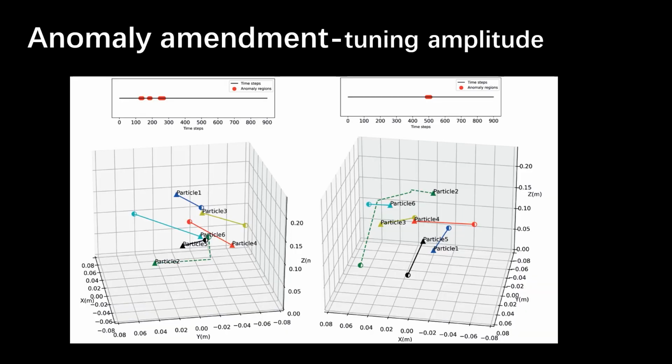After detecting anomalies, we aim to correct these anomaly steps and fix the dropping situations. Here, we propose an amplitude amendment strategy, which involves slightly increasing the amplitude of unstable particles, or both increasing and decreasing the amplitude of a few particles. Like the dropping particle 2, which moves along the green dashed trajectories, could be fixed by tuning the amplitude at anomaly regions.